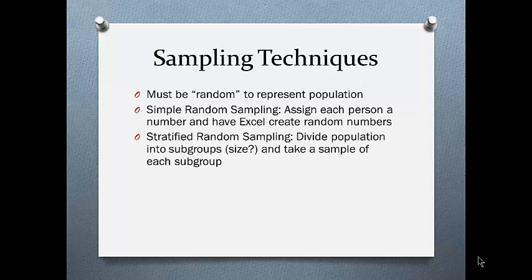That's the simple method. There's also what's called stratified random sampling. And this is where we divide a population into different subgroups and take samples of each subgroup. An example of this might be if we're looking at different financial institutions, and we want to know how many accounts each institution has. Well, there's a few really large banks that have most of the accounts.